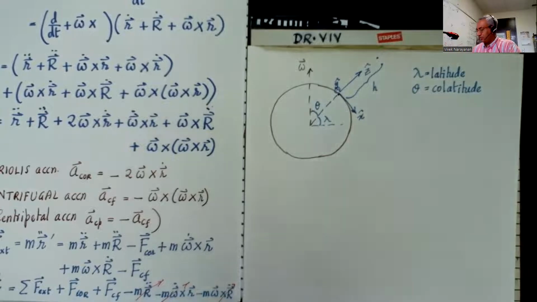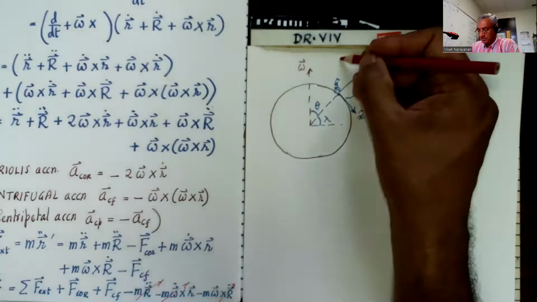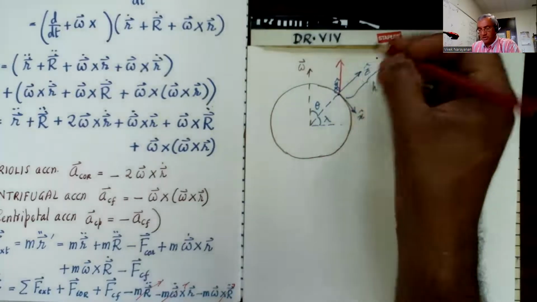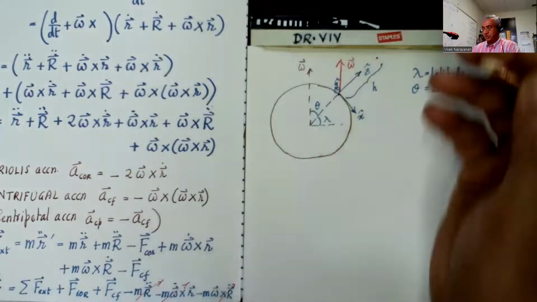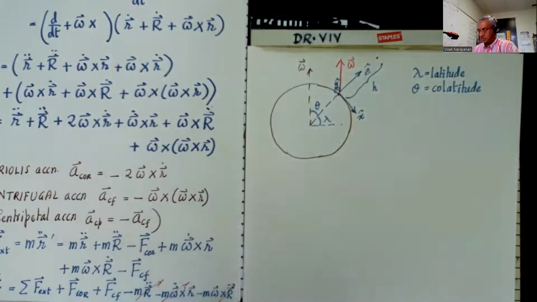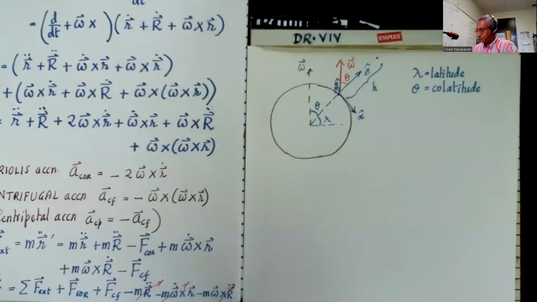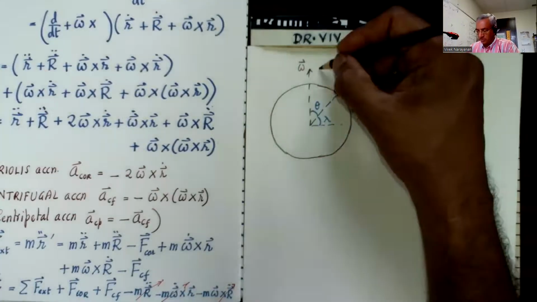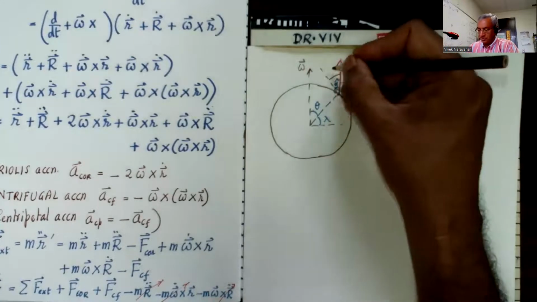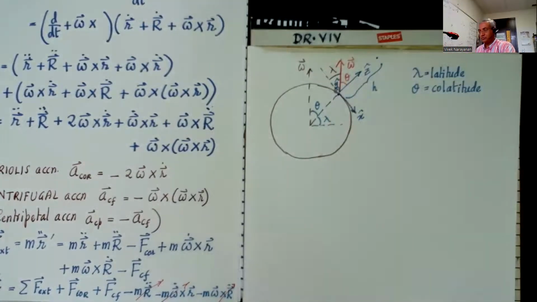Now in my coordinate system, if that's my omega, I can transfer that omega over here, and I realize that this angle is theta, and this angle is lambda. So those are my angles over there.